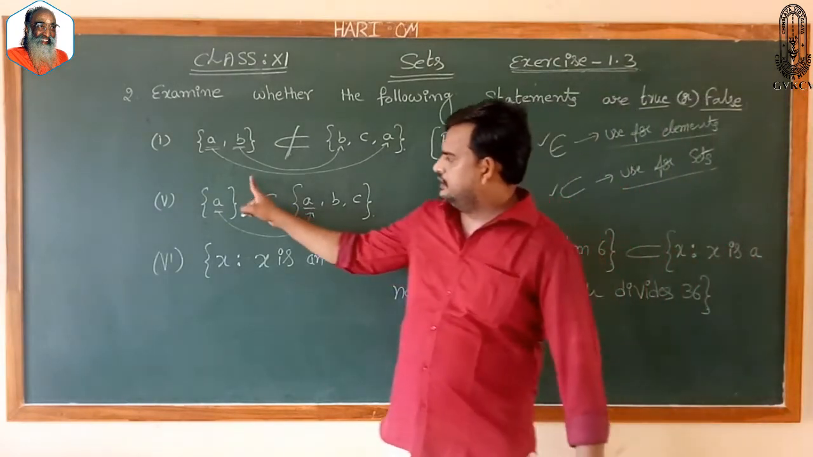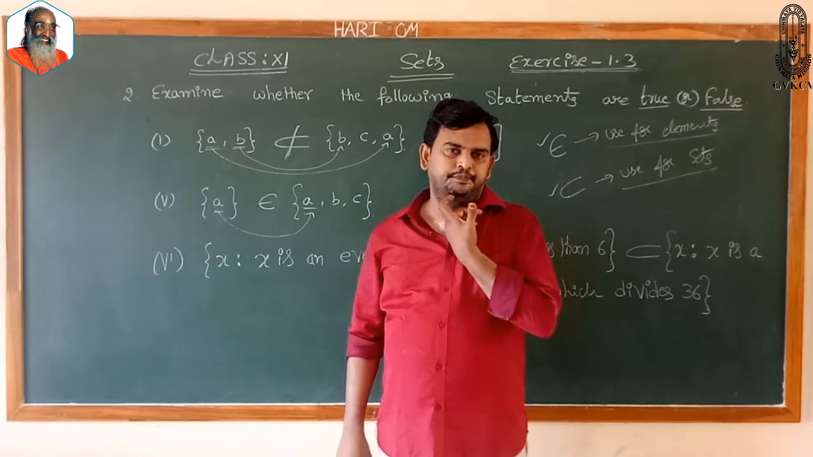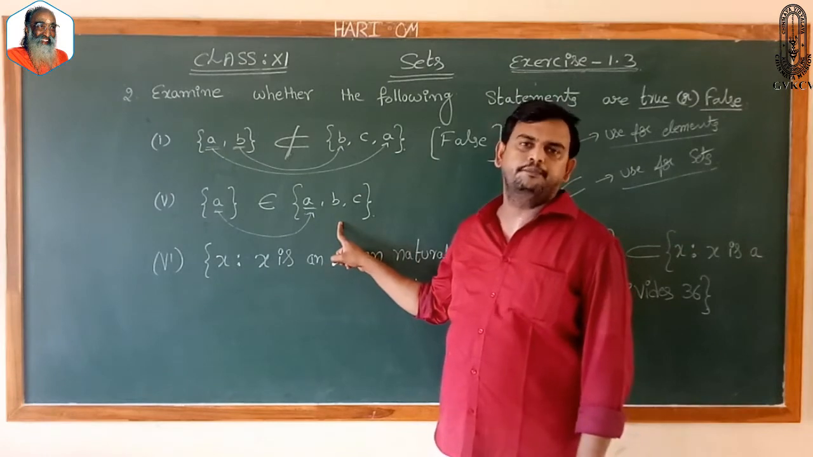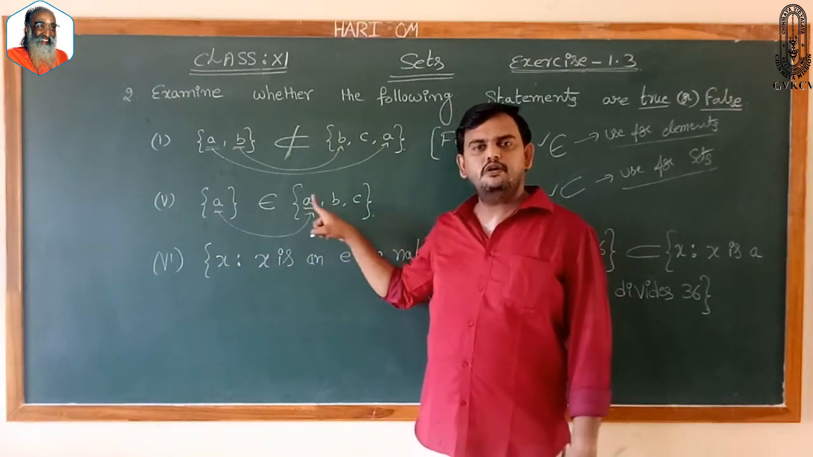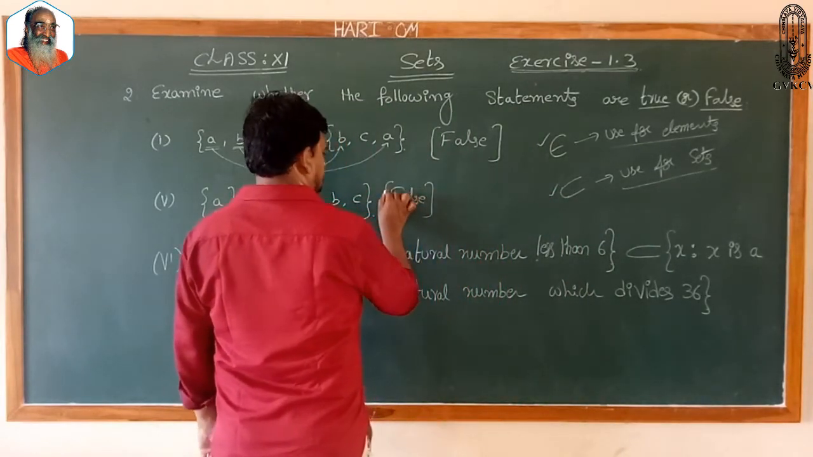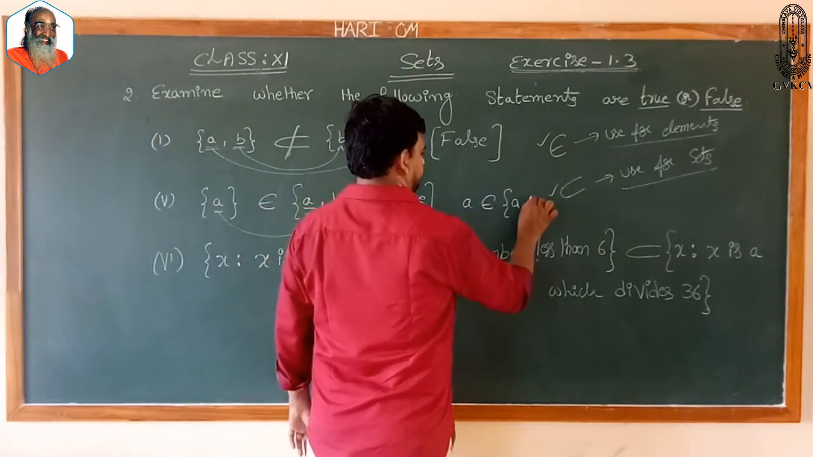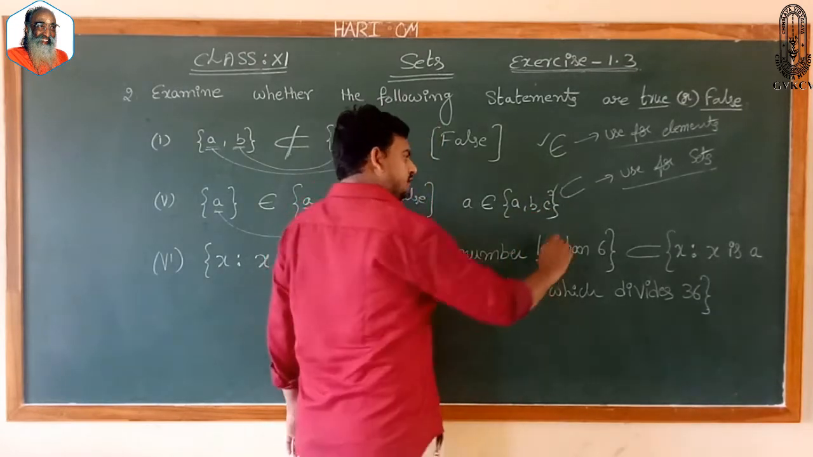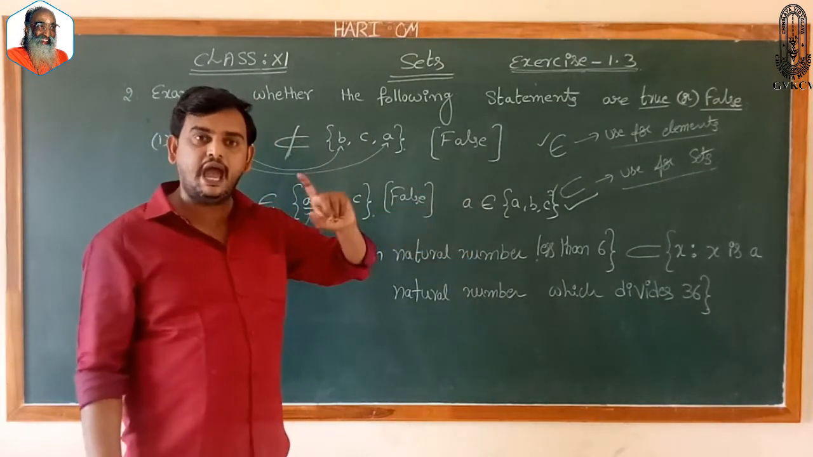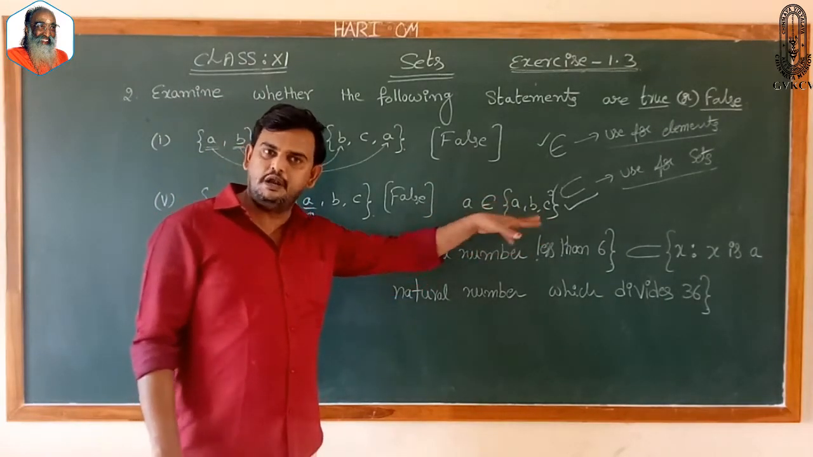Now just observe, here we have an element or a set? We have a set. They said that this set belongs to this set, which is wrong. This set is a subset of this set. So it is a false statement. For example, A belongs to A, B, C is true, because here A indicates an element. Yes, this element is present in this set, so belongs to is correct.